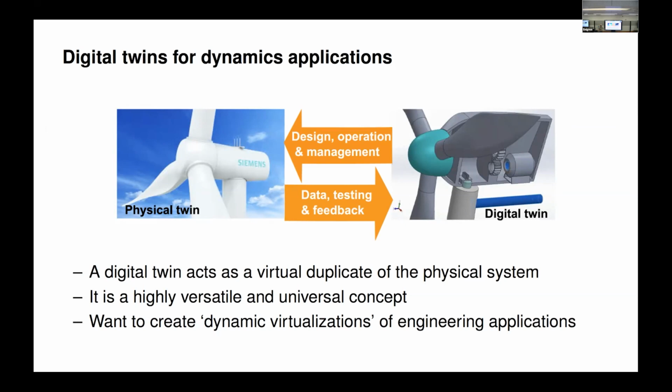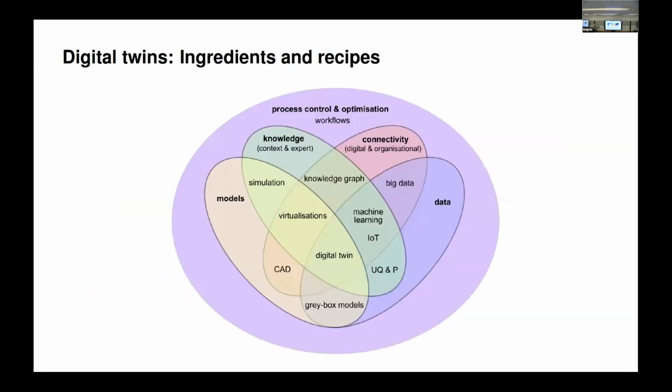And so, the headline is it's a virtual duplicate, if you like. It's a very versatile and universal concept, which is why it's getting applied in so many different contexts and why people are so excited about it. Previous to digital twin, we used to talk about dynamic virtualizations. And given that digital twin spans such a wide area, sometimes I wonder whether it might be better to have some sort of subterms. I'm sure that one's too much of a mouthful to catch on, but that's what we used to call it. So it's like trying to create virtual versions of dynamic systems, essentially.